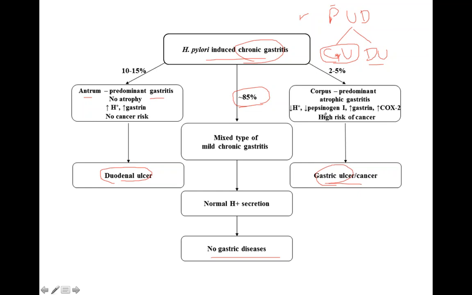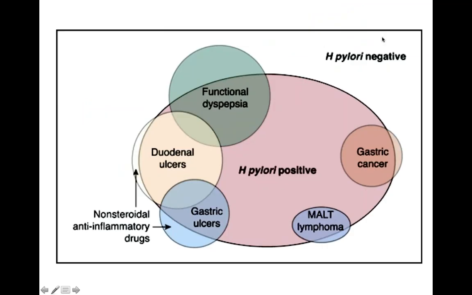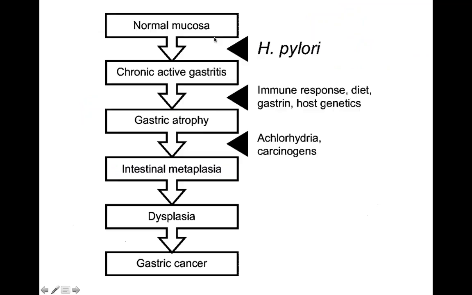And as you can see, it can lead to maltoma also. H. pylori infection, low grade maltoma. So this is the route of infection: atrophy, intestinal metaplasia, dysplasia, and gastric cancer. If the infection persists, there is atrophy, then intestinal metaplasia, in which squamous epithelium is replaced by columnar, and then dysplasia, and then ultimately gastric cancer.